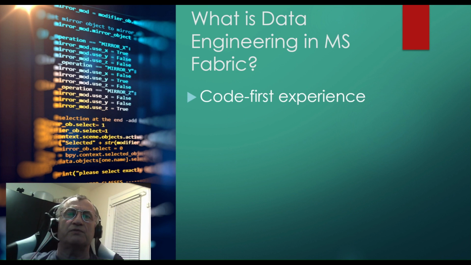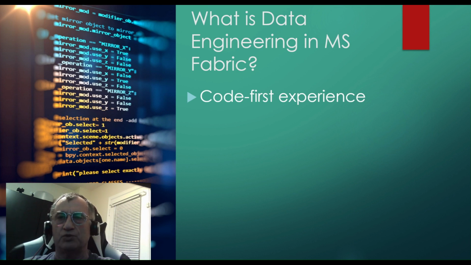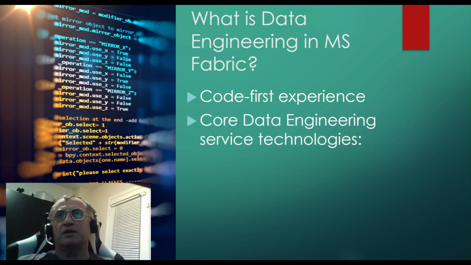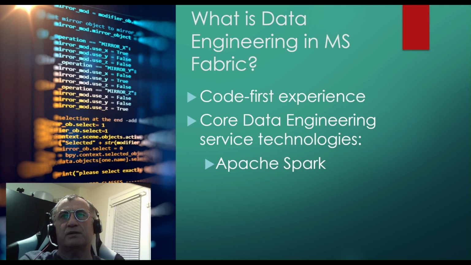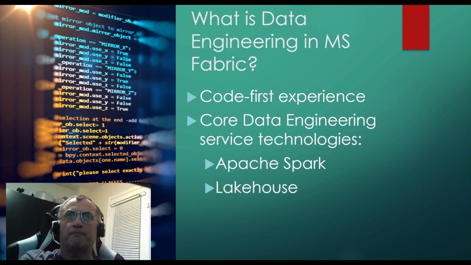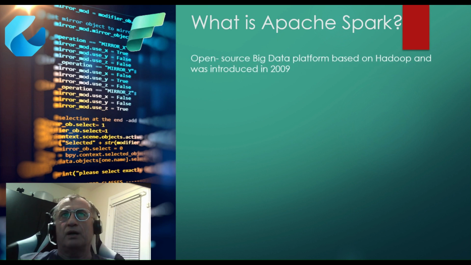The data engineering service within Microsoft Fabric represents a code-first experience where you create pipelines using your notebooks, job definitions, etc. There are a few core technologies that are at the base of the data engineering service. These are Apache Spark and Lakehouse. Let's take a close look at Apache Spark. Apache Spark is an open source big data platform based on Hadoop, and it was introduced in 2009 to address certain Hadoop challenges.